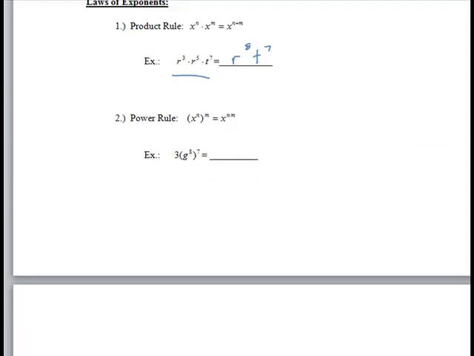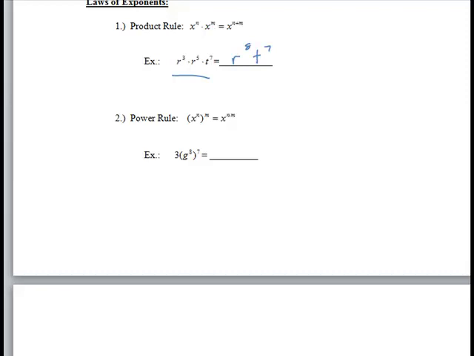Example 2, the power rule. The power rule, a power is being raised to another power. For instance, x to the m raised to the n power. You simplify this by multiplying their exponents together. It becomes x raised to the m times n power.